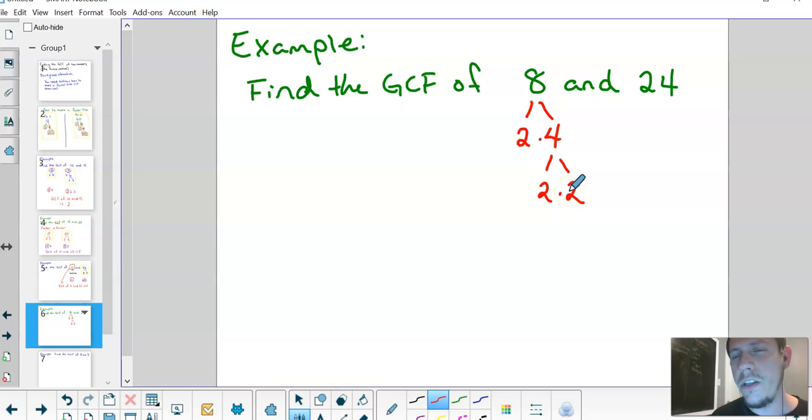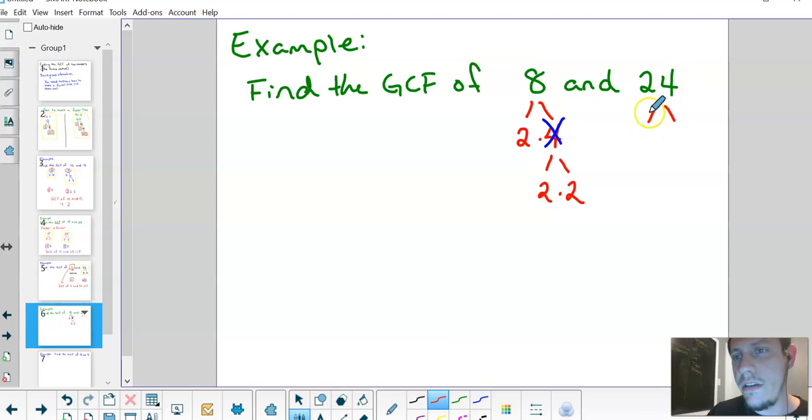Do you remember what the other type of number is called? If it's not prime, it starts with the C. Composite. Right? The composite number would be 4. We're not worried about that 4, only the prime numbers. Right? What about if we write the factor tree for 24?